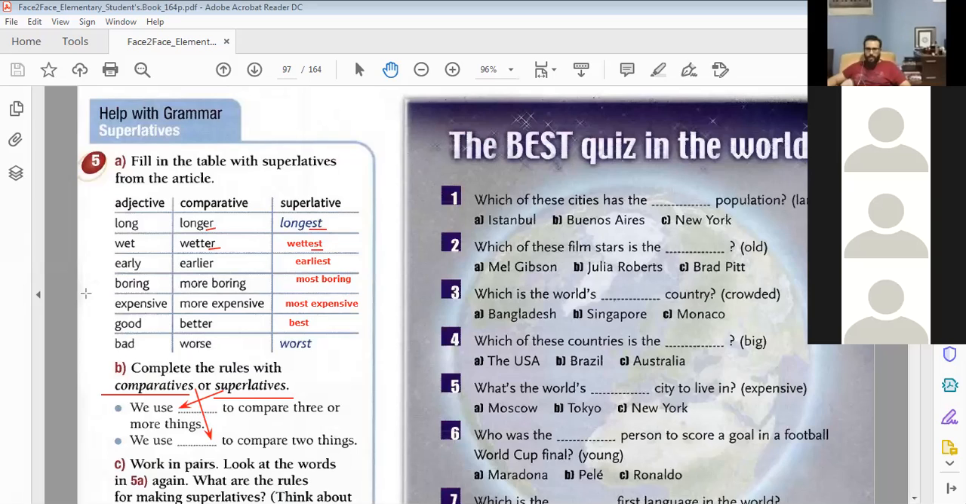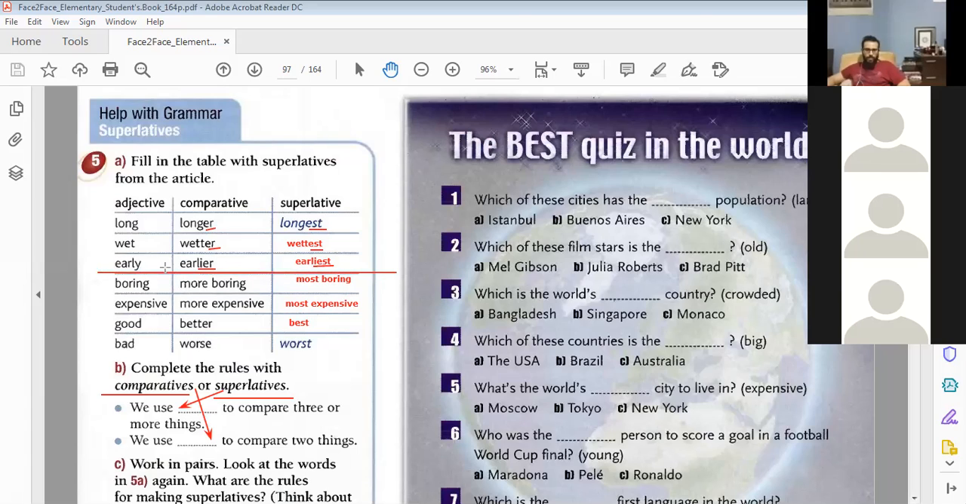Yeah, it's the same. But early, is it one syllable or two syllables? Early is two. But does it end with a Y or without a Y? It ends with Y, so change the Y to I. If it ends with a Y, it's like an exception, so we add ier, and the same with est, ist. It's the same story as the first group.